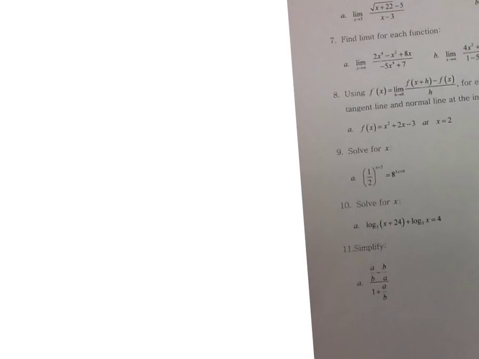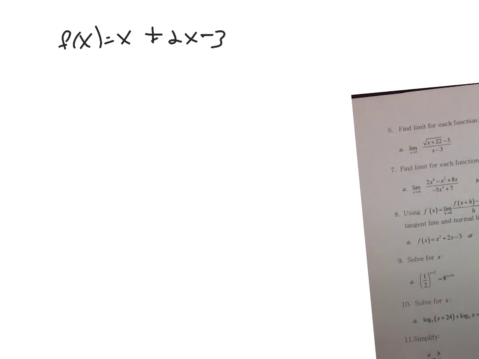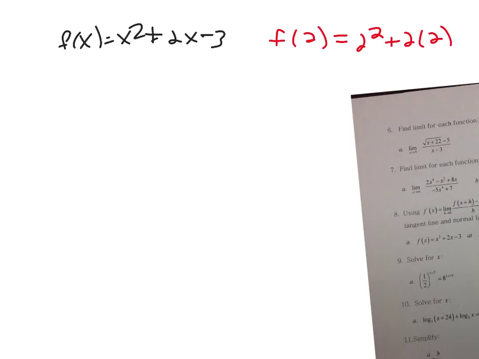Okay, so f of x is equal to x squared plus 2x minus 3. The first thing I'm going to do is find f of 2. So it's 2 squared plus 2 times 2 minus 3. So f of 2 is equal to 5. So I have my point (2, 5) here.